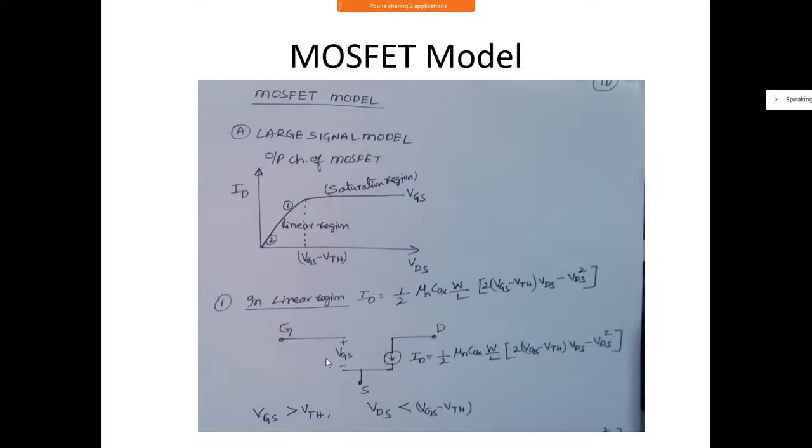We know that at the input it is open circuit. Why is it open circuit? Any idea? VGS is greater than VTH. No, VGS greater than VTH doesn't mean that it is open circuit. VGS greater than VTH means there is a channel created, current starts flowing. Now the point is why we are representing an open circuit between gate and source. You simply have a voltage.